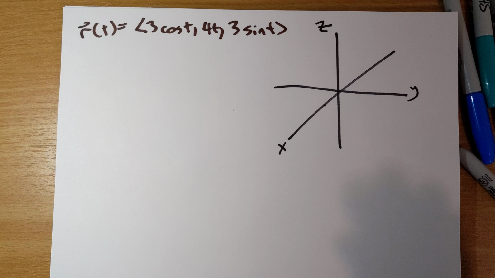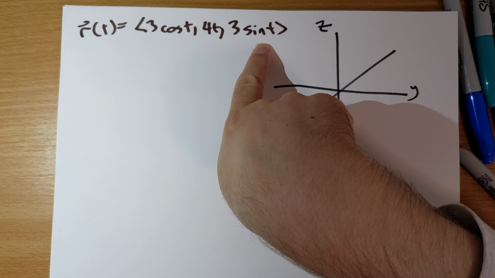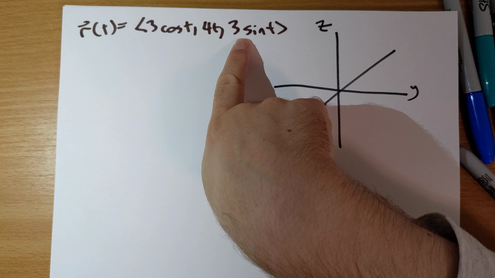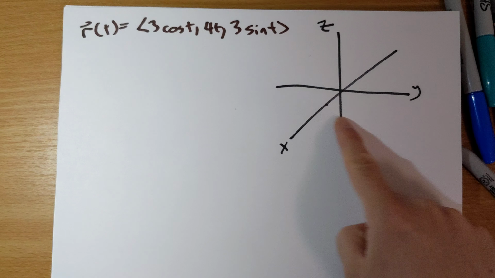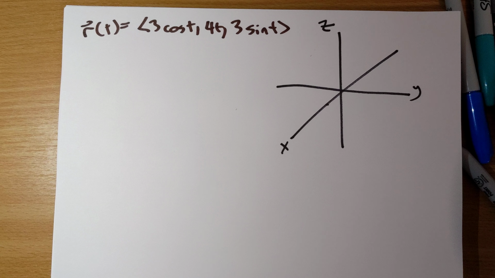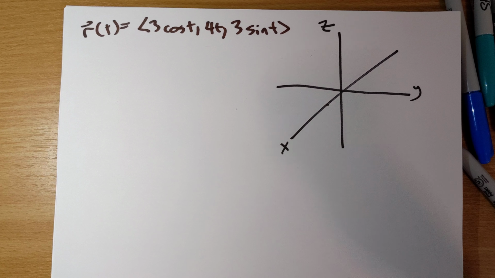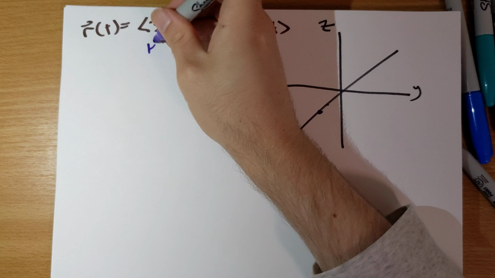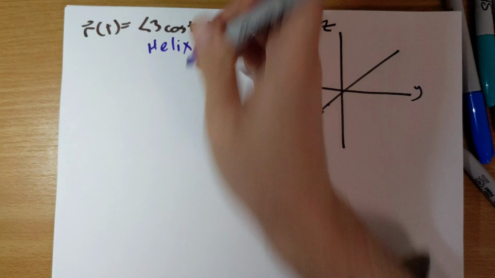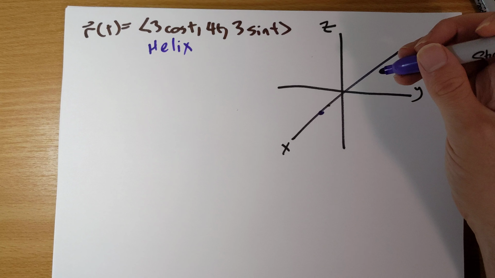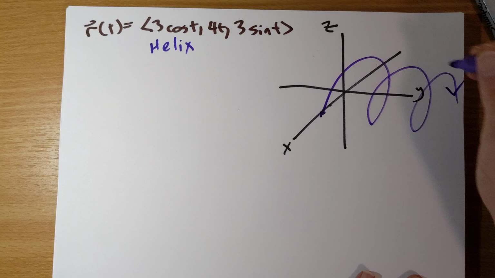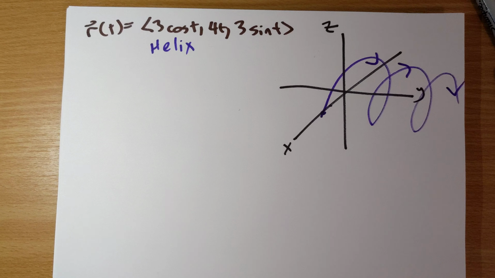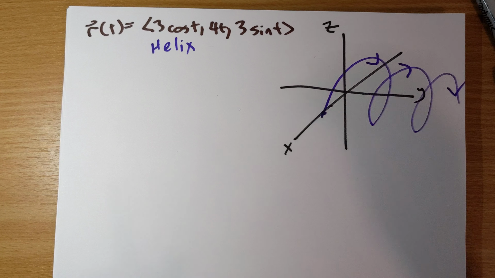And so the thing to realize is that 3 cosine t, 3 sine t, that's making a circle in the xz plane, while 4t, the y coordinate, is increasing. And so what's happening here is that this is going to be a helix, and it's going to be a helix that is spiraling around the y-axis. So let's see here. It should look something like this. So, a helix that is spiraling along the y-axis.